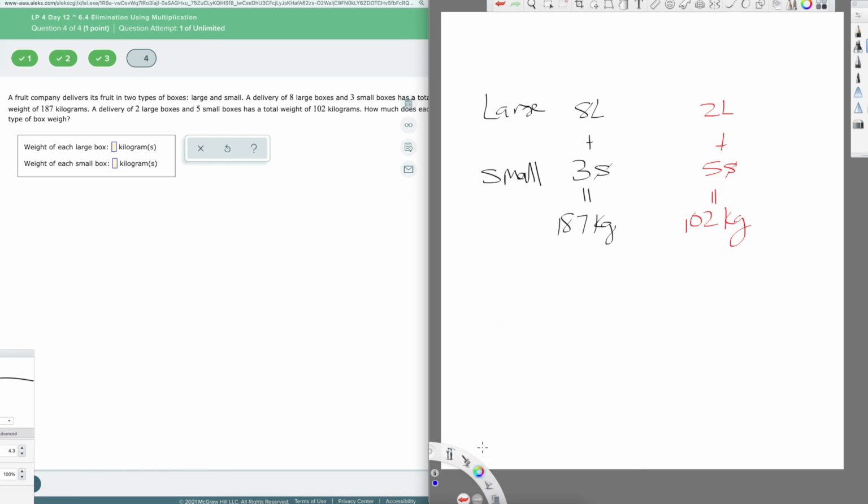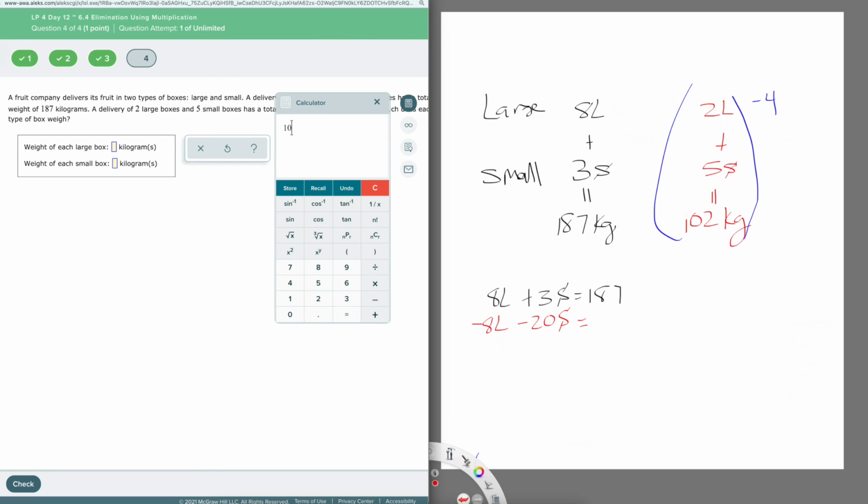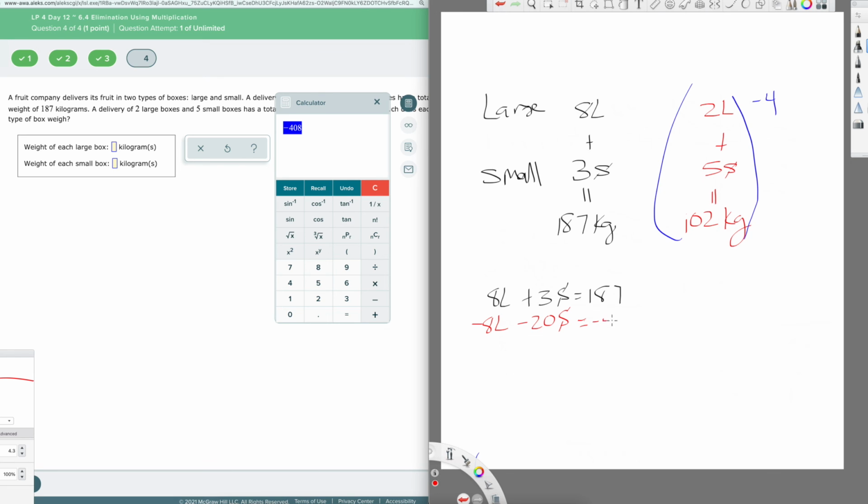So I'm going to multiply this whole thing by 4, because 2 times 4 gets me 8. And not just 4, I'm going to do negative 4. So I'm going to go ahead and write the first equation down: 8L plus 3S equals 187. And then let's write the second equation down. 2 times negative 4 is negative 8L. 5S times negative 4 is negative 20S. And then we have 102 times negative 4, so we get negative 408.